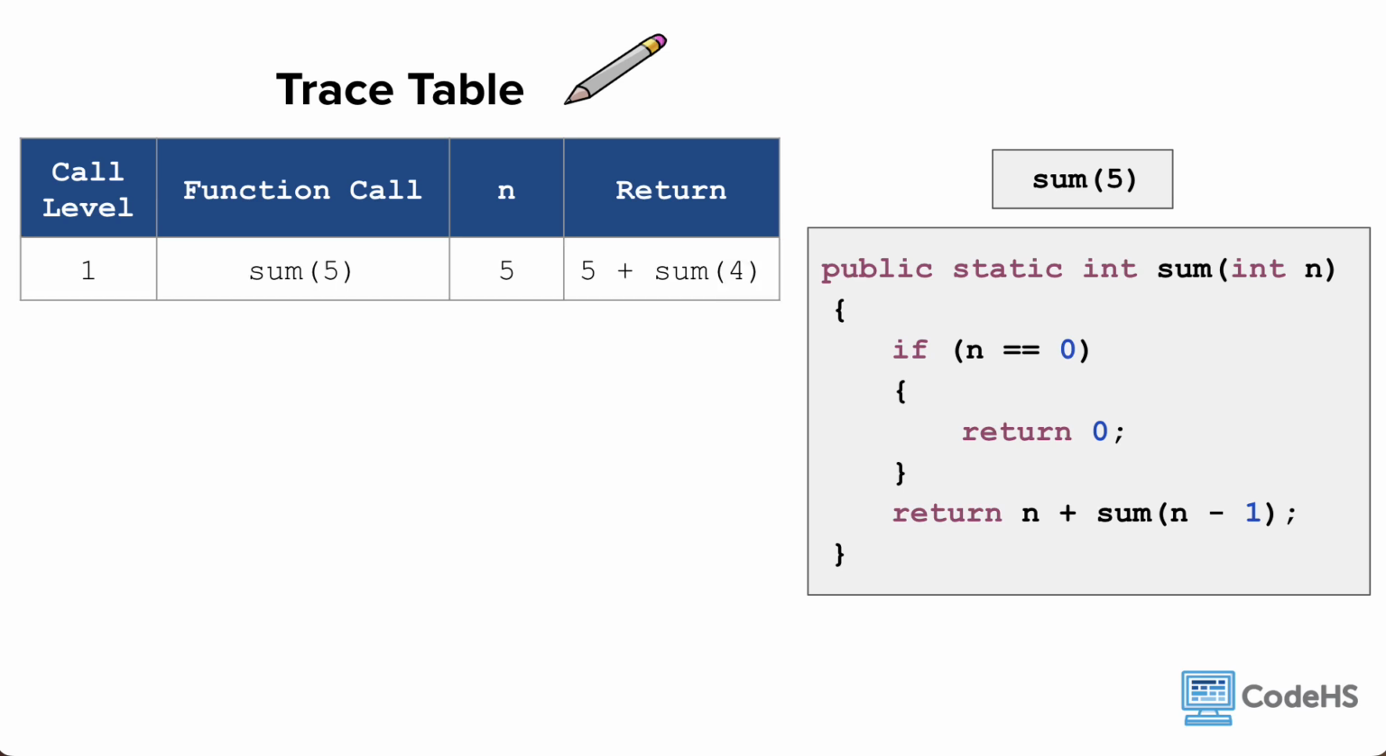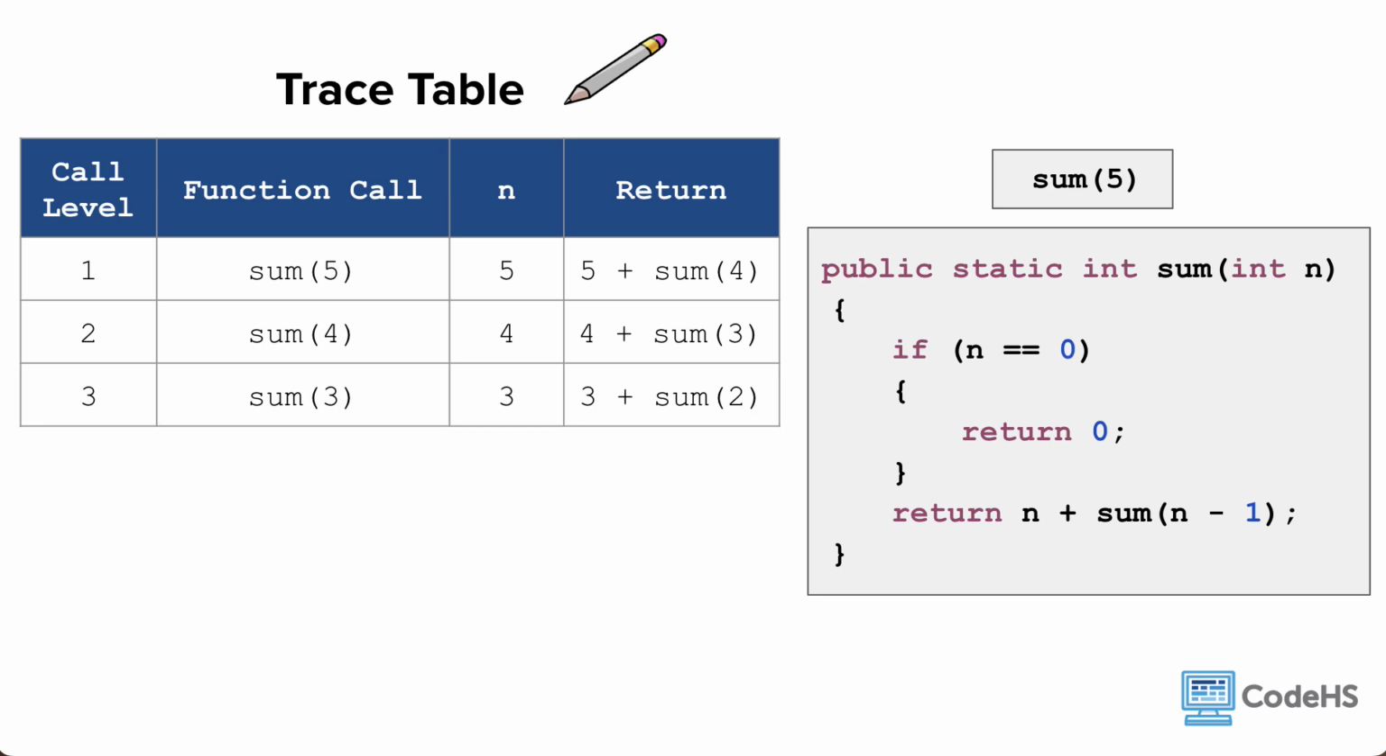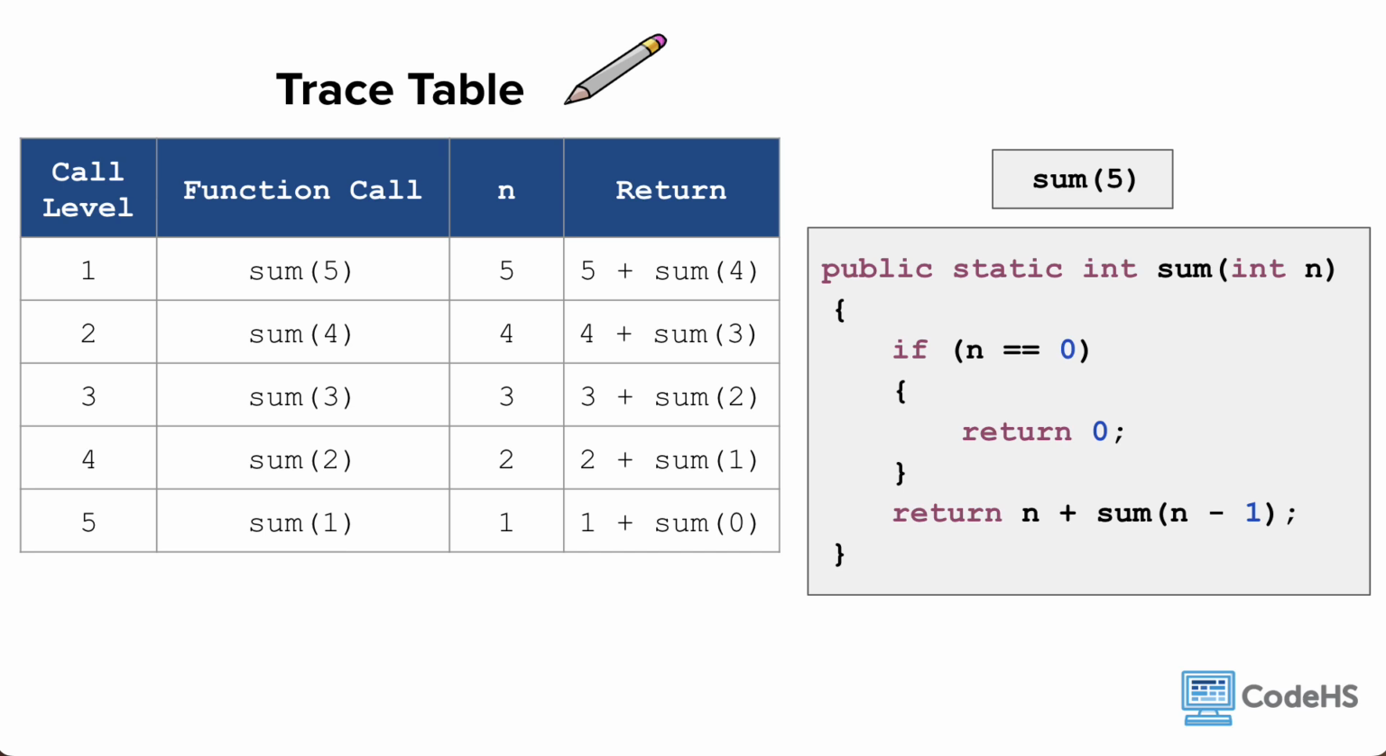The first function call, level 1, is sum of 5, where n is 5 and the return statement will return 5 plus sum of 4. We then go one step deeper into the sum of 4 call. Now n is 4, and the function will return 4 plus sum of 3. This brings us to the call of sum of 3, where n is 3, and 3 plus sum of 2 will be returned. And this continues into sum of 2, with 2 plus sum of 1 returned. Now sum of 1, with 1 plus sum of 0 returning, and finally, at call level 6, the base case, the call of sum of 0, where n is 0 and 0 is returned.